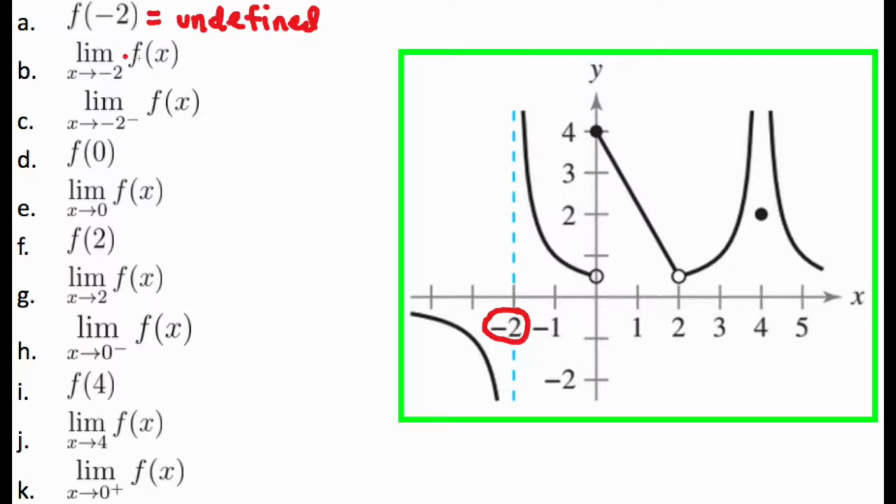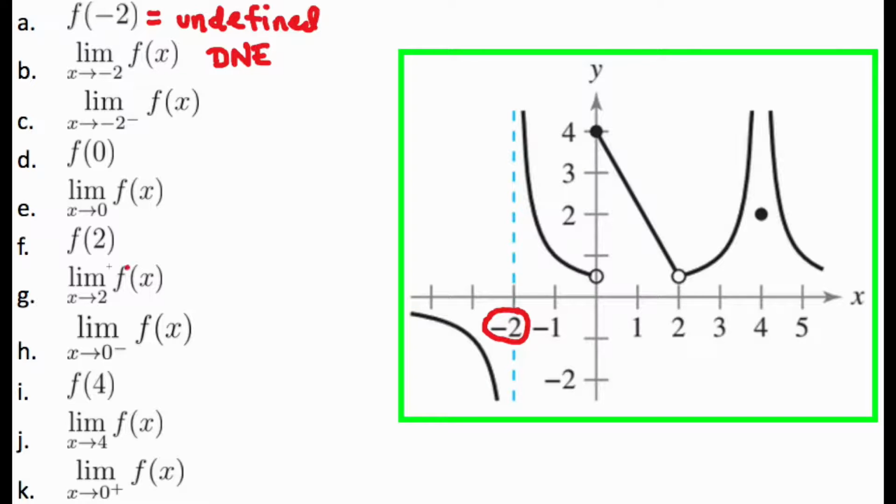Okay, this next one, it's what's the limit of f of x as x gets closer to -2. So we're going to be approaching from the right side first, and then we're going to go to the left. So we're approaching from the right here. You can see that it goes up to positive infinity on this side, and here it goes down to negative infinity. So this one would be does not exist.